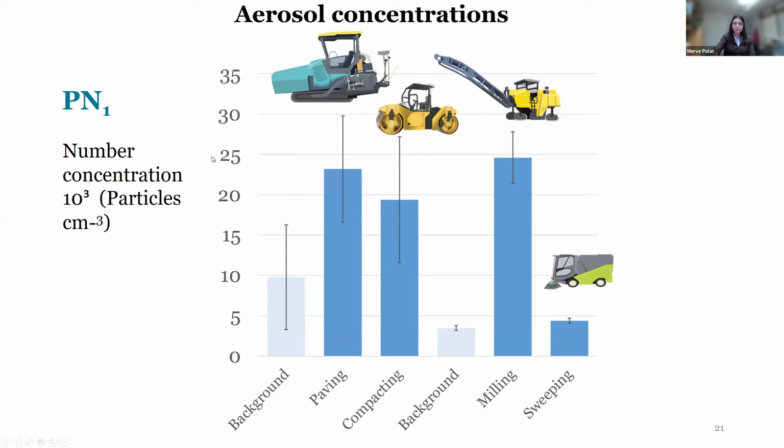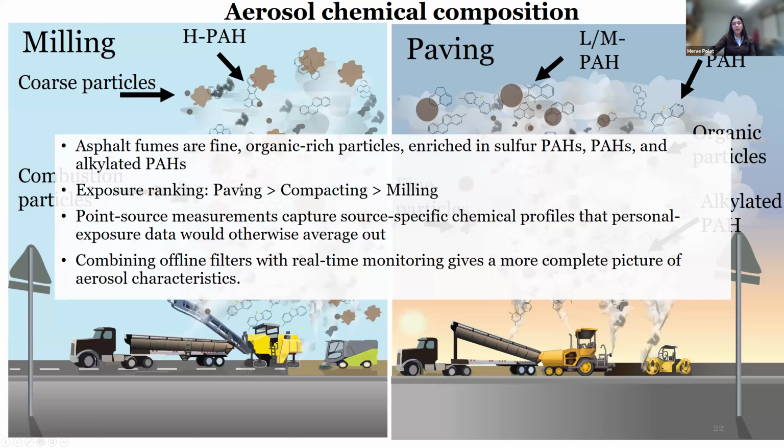So the conclusion for this part of my presentation is that asphalt fumes are comprised of fine, organic-rich particles that are enriched in these different types of PAHs. And then we did an exposure ranking, so paving, then compacting by the roller, and then milling are the ones where we can see there are asphalt fumes. And we also did a personal exposure study parallel to this one for the same sites. What we see is that when the workers go around the different types of sources, it's hard to figure out exactly which activity the workers do contributes to that exposure. So by doing these source-specific measurements, we can better understand which process leads to some kind of exposure.